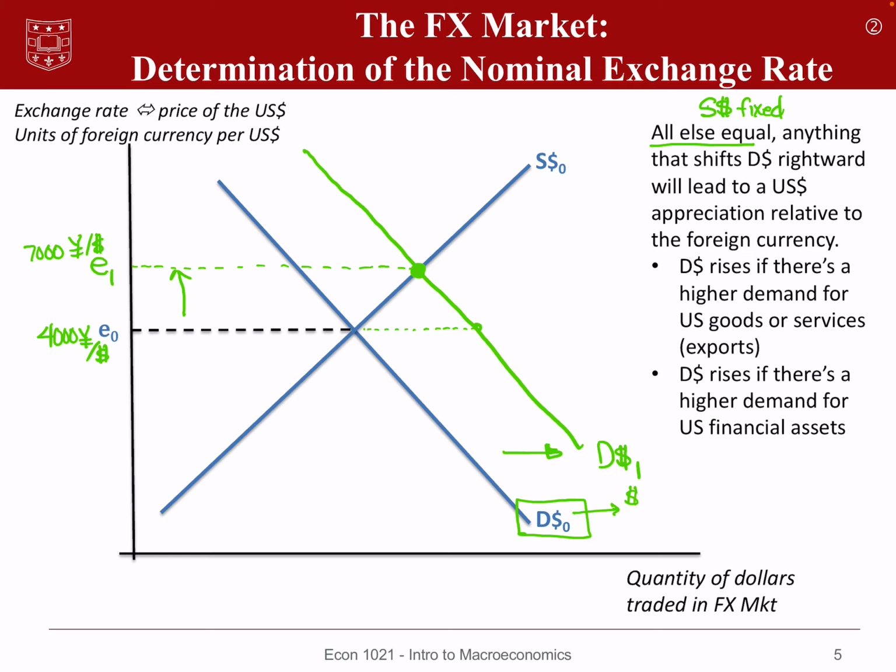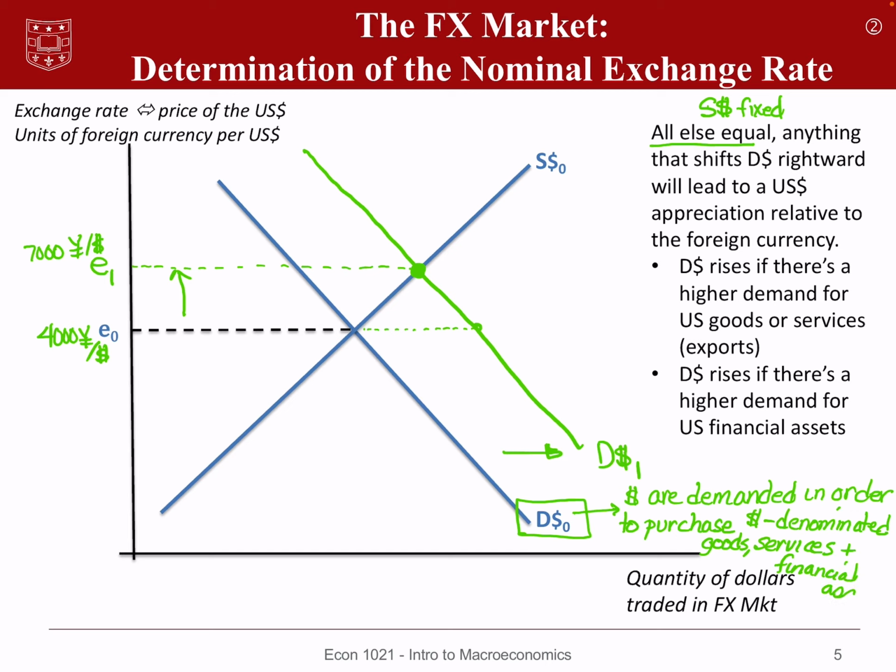So we can say dollars are demanded in the market in order to purchase, say, US or dollar-denominated things, so things in dollar prices: goods, services, and financial assets, including foreign direct investment, loans, stocks and bonds.